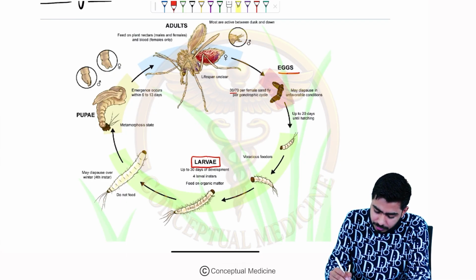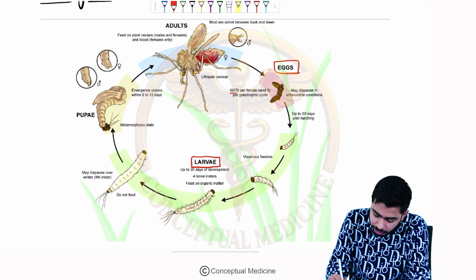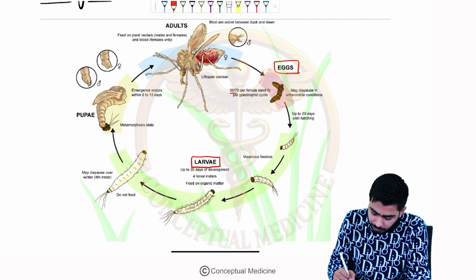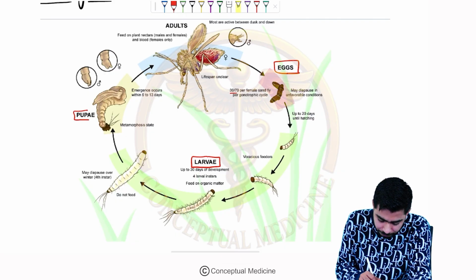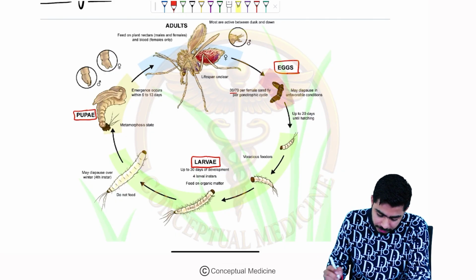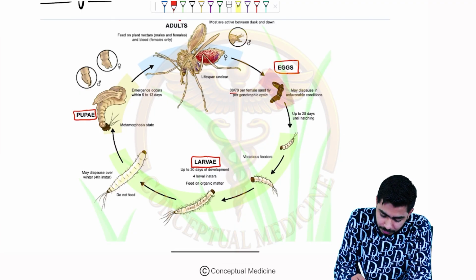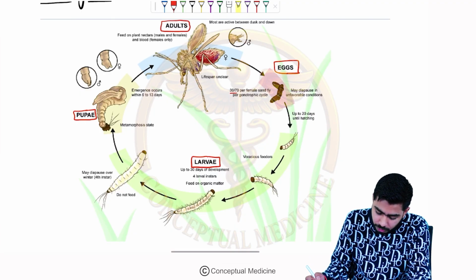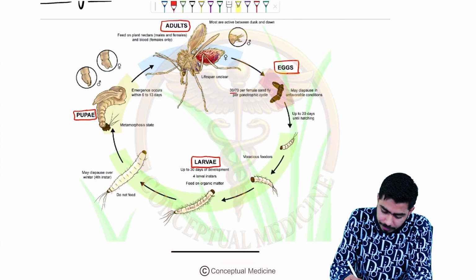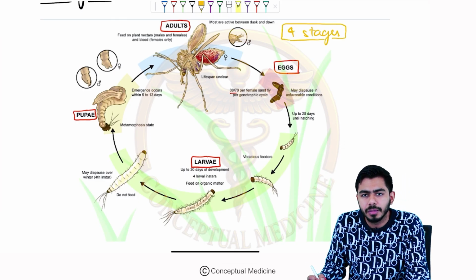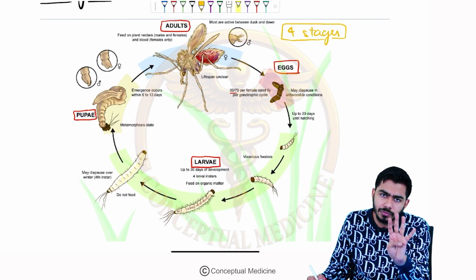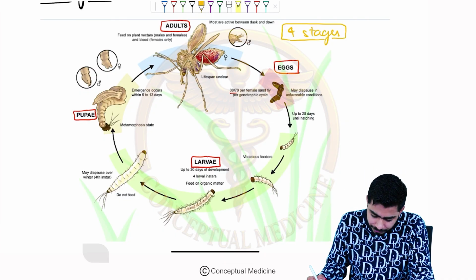What you need to remember, guys, is that adults lay the eggs, which convert into the larvae, which convert into the pupae, and the pupae finally convert into the adults. So there are approximately 4 stages in the life cycle of the sandfly. What are the stages? Eggs, larva, pupae and the adult.